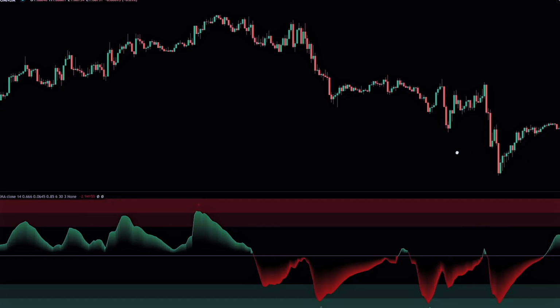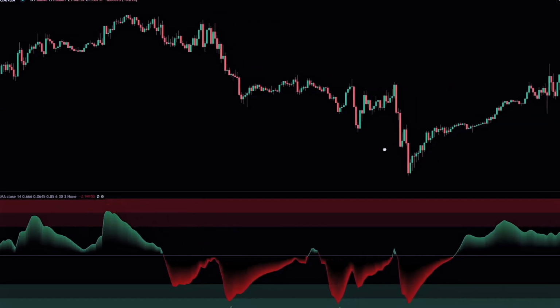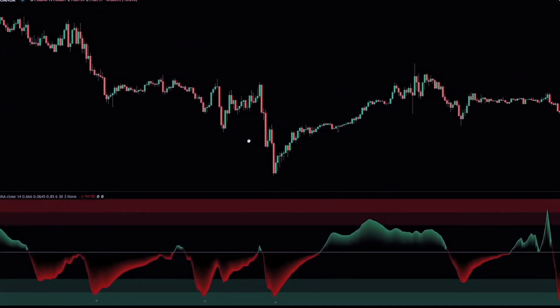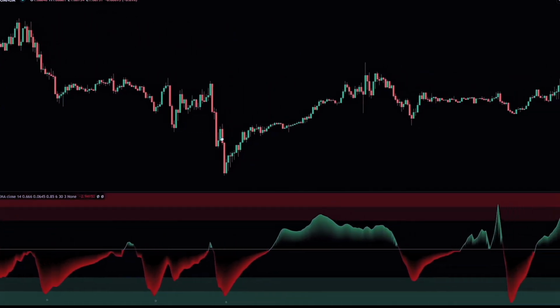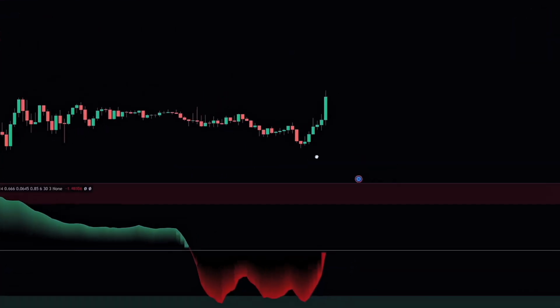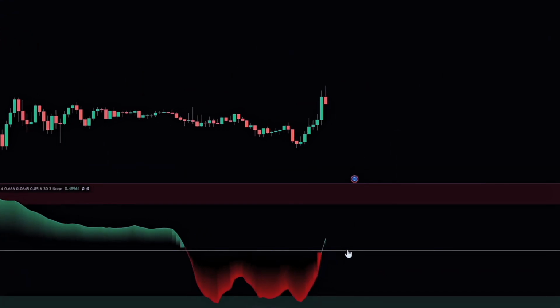There are a couple of different ways you can use this indicator in your trading. The first approach is to treat it as a trend-following strategy. That means you'd enter a buy trade whenever the Z line crosses above the zero line and turns green, just like it did here.